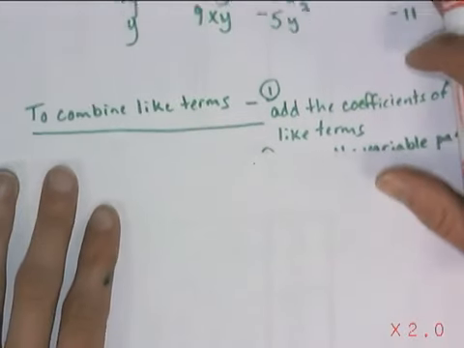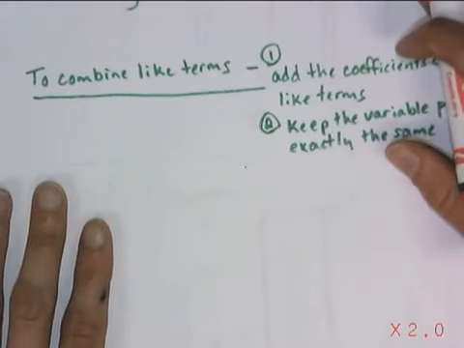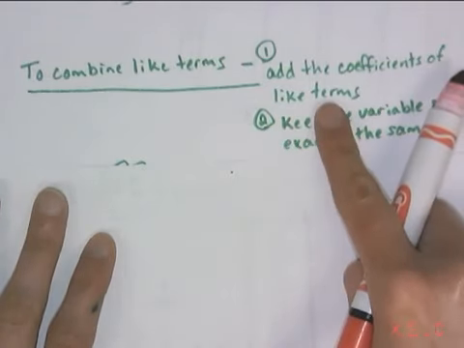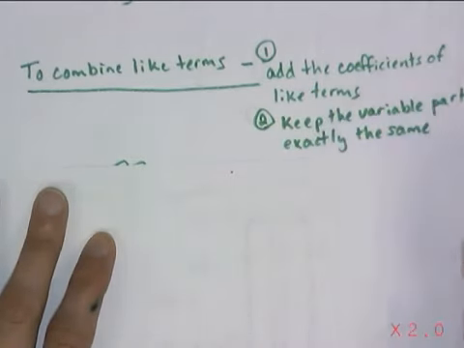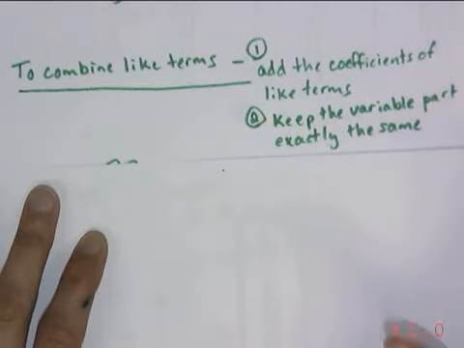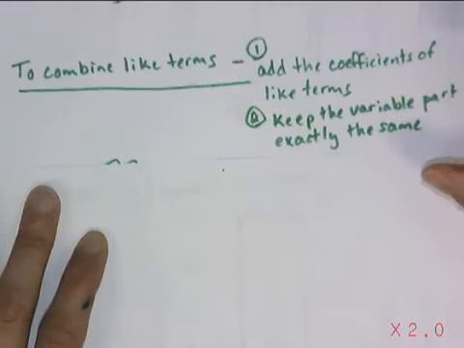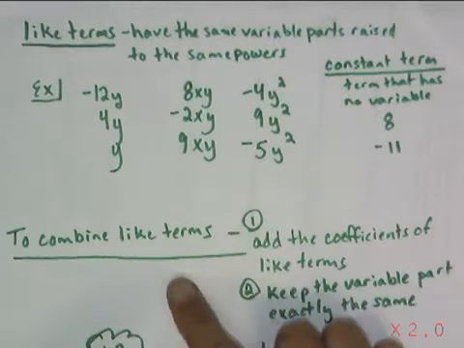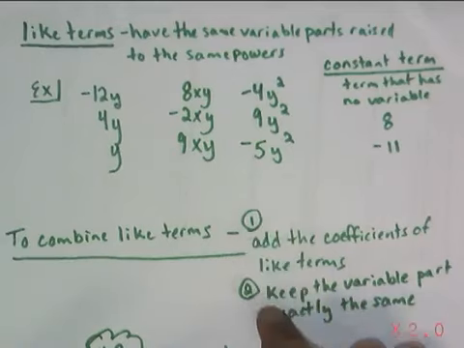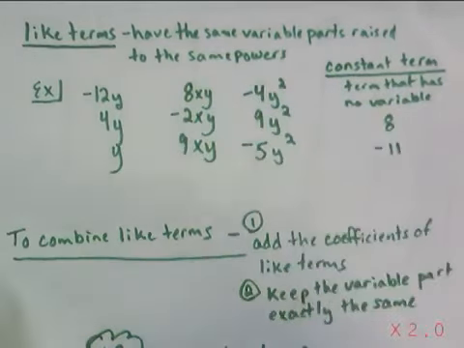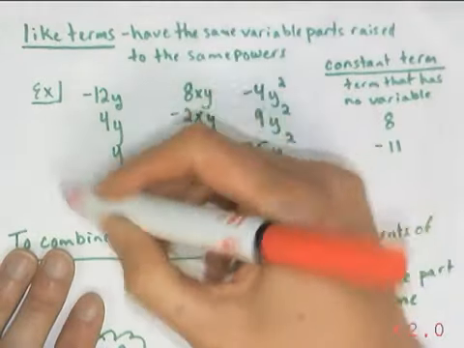So to combine like terms, the process is this. You first have to add the coefficients of the like terms. Then you have to keep the variable parts exactly the same. So add the coefficients of the like terms, don't change the variable part of it. So if we look at these directions to combine like terms using the previous columns that we had created, I will show you how to get them down to one term only.